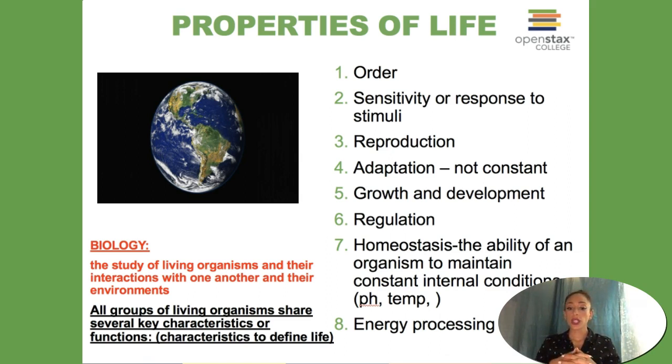We have certain regulations, and we undergo homeostasis at all times in our life, okay? Homeostasis is the ability of an organism to maintain a constant internal condition. Okay, we do have a particular pH which we must maintain. Our blood has a very specific pH. We also maintain a specific body temperature as well. And our body is constantly processing energy at all times. Once again, these are all properties of life.